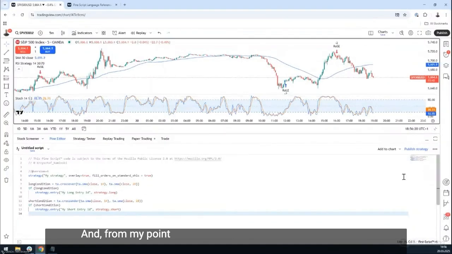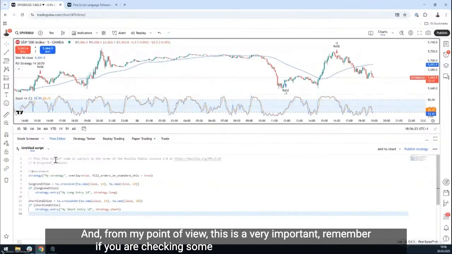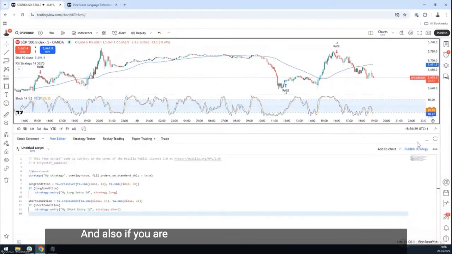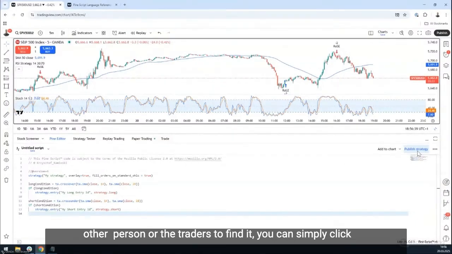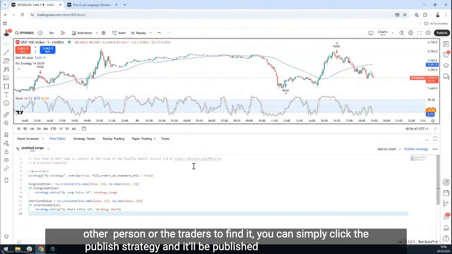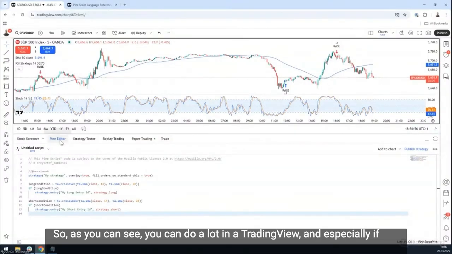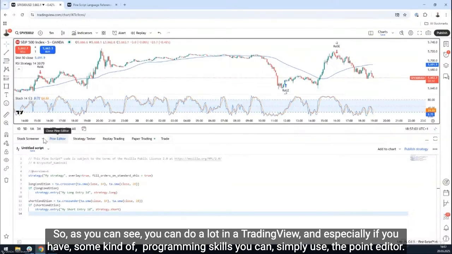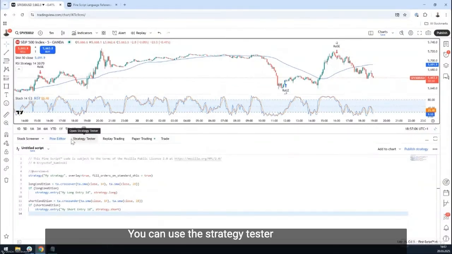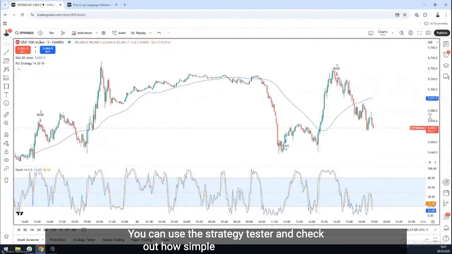And from my point of view, this is very important. Remember, if you are checking some kind of strategy, you can also add it to the chart. And also, if you are interested in publishing this strategy, because you wrote some kind of strategy and you want other traders to find it, you can simply click publish strategy and it will be published to a wider audience. So as you can see, you can do a lot in TradingView, and especially if you have some programming skills, you can simply use the Pine editor, use the strategy tester and check out how a simple strategy is working.